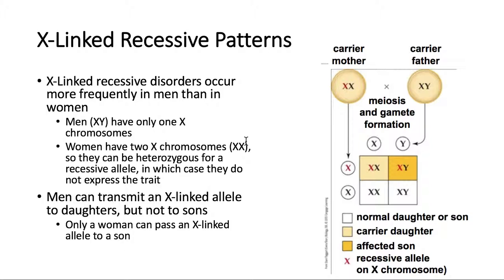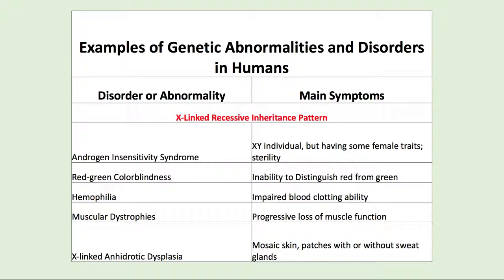Women have 2 X chromosomes, the XX, so they can be heterozygous for a recessive allele, in which case they do not express the trait. So even if a female ends up with a mutated allele on her X chromosome, she still has an extra X chromosome that could be normal and hide the mutated allele. Men don't have that. If they have a mutated X chromosome, they're going to express the trait. Men can transmit an X-linked allele to their daughters, but not to their sons. Only a woman can pass an X-linked allele to a son. Here are some diseases that show an X-linked recessive inheritance pattern. There's red-green color blindness, hemophilia, muscular dystrophies, as well as some other ones.